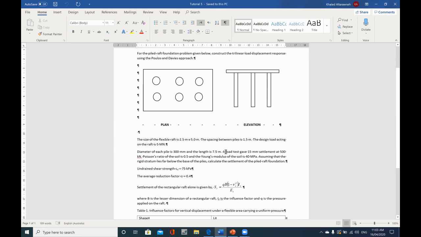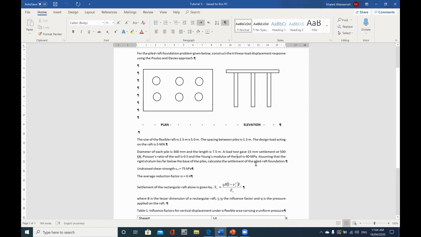So this is for the calculation of rho naught, which is the settlement of a single pile under 1 kilonewton. The Poisson ratio of the soil is 0.5 and the Young modulus of the soil is 40 megapascal. So we only have one soil in this problem, and it's clayey soil. Assuming that the rigid stratum lies far below the base of the pile, so we don't have any rigid stratum, so this is a floating pile scenario.